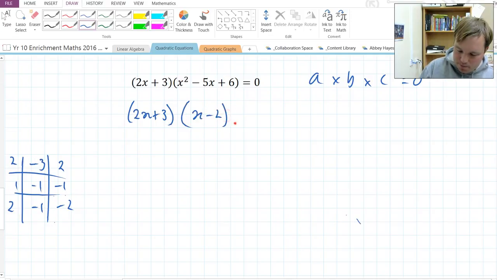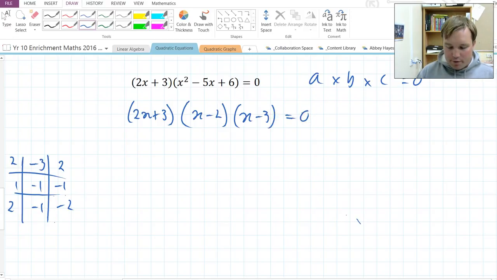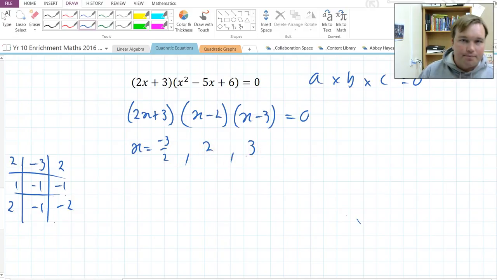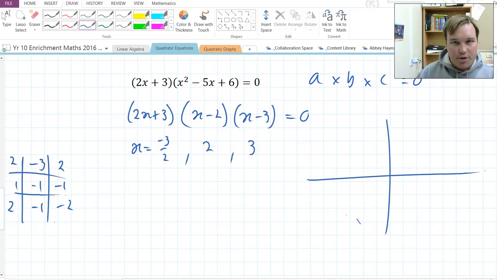x take 2, x take 3 equals 0. Now, each one of those 3 factors, or 3 bracketed terms, provides us with a solution. This one here, x is equal to minus 3 on 2, or 2, or 3. And yes, if you are wondering what implications that has for the graph, this graph is crossing the axis at minus 3 on 2, 2, and 3. You get a wiggle.